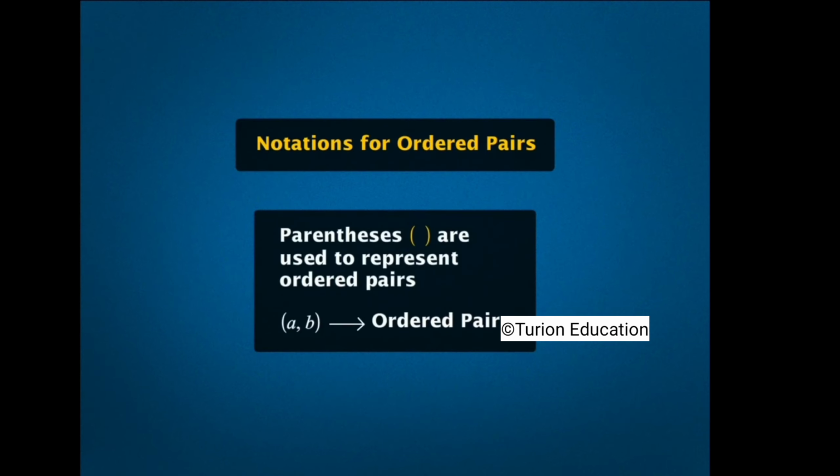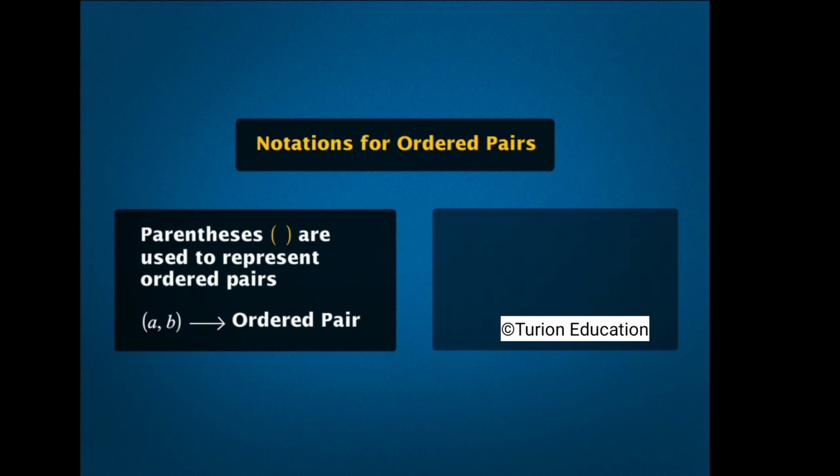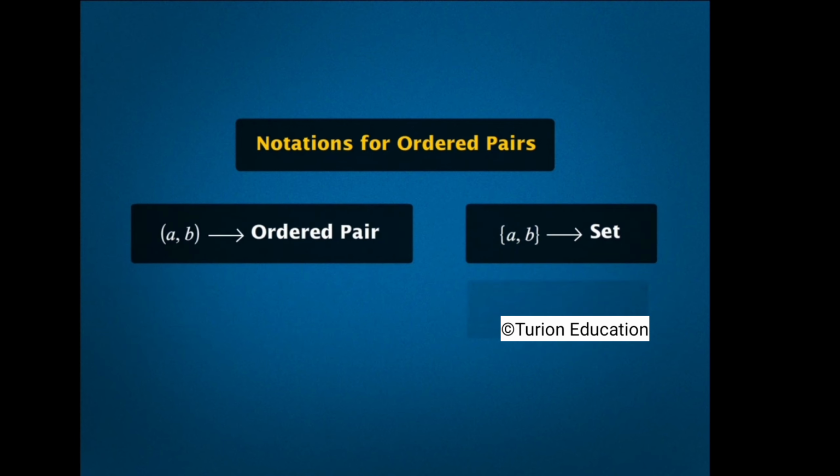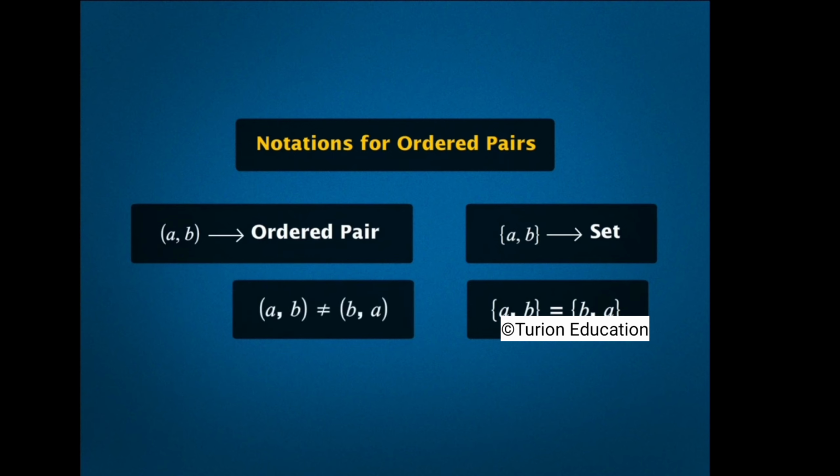Note that only parentheses or round brackets can be used to represent the ordered pairs. We cannot use curly brackets to denote an ordered pair. The notation of curly brackets is reserved for the sets. Remember, when we deal with sets, the order in which the elements appear is not significant. But for ordered pairs, the order in which the elements appear is important.